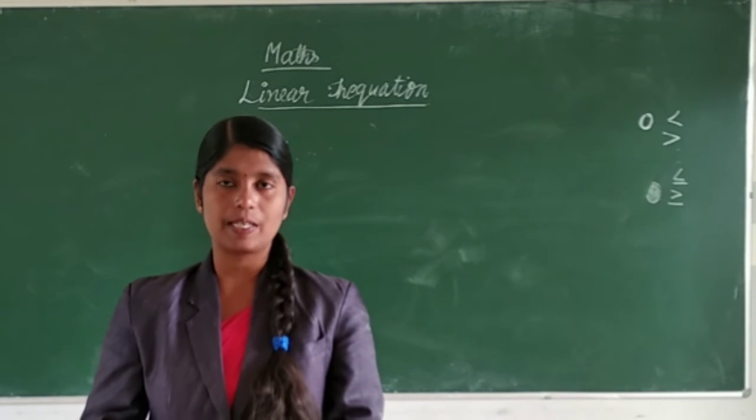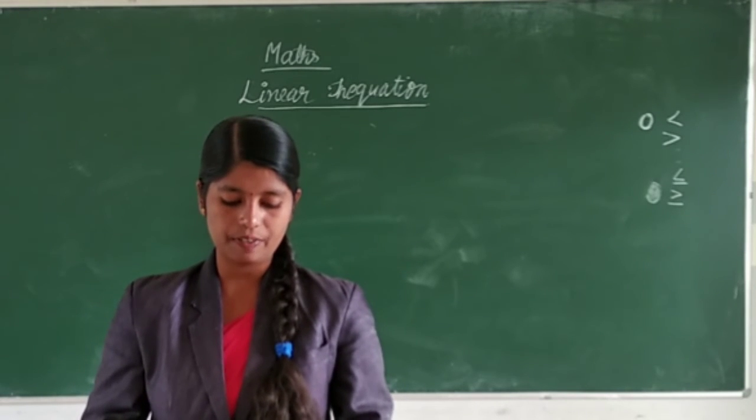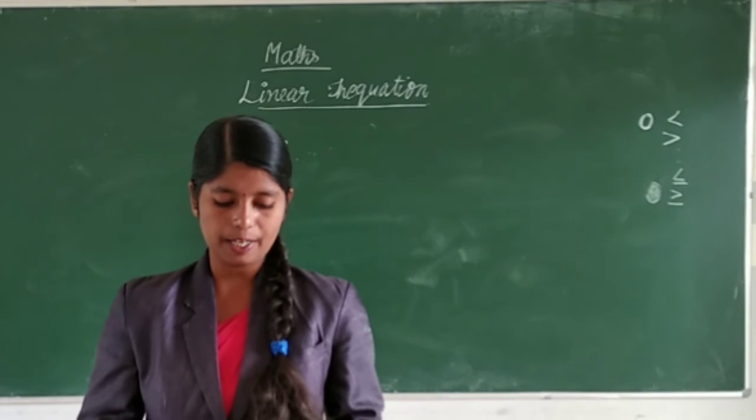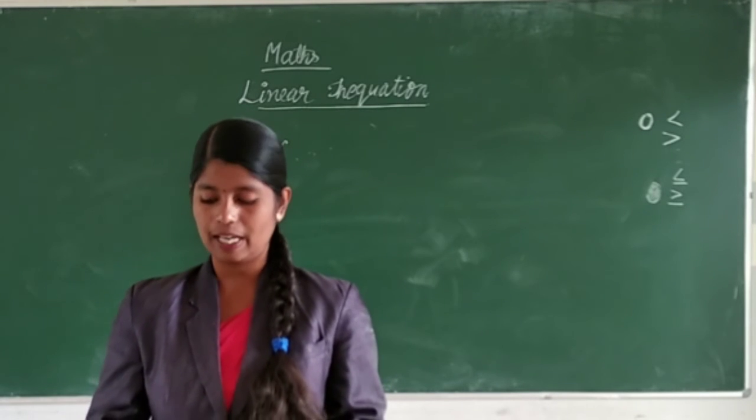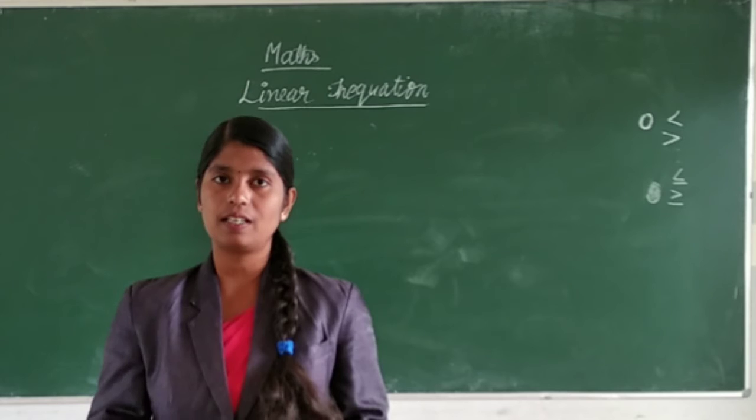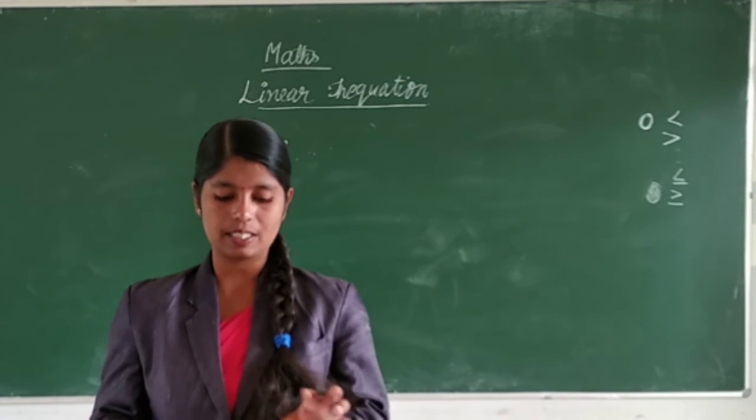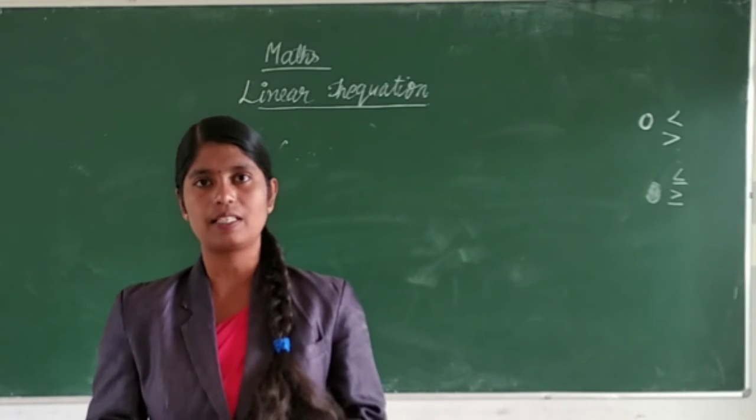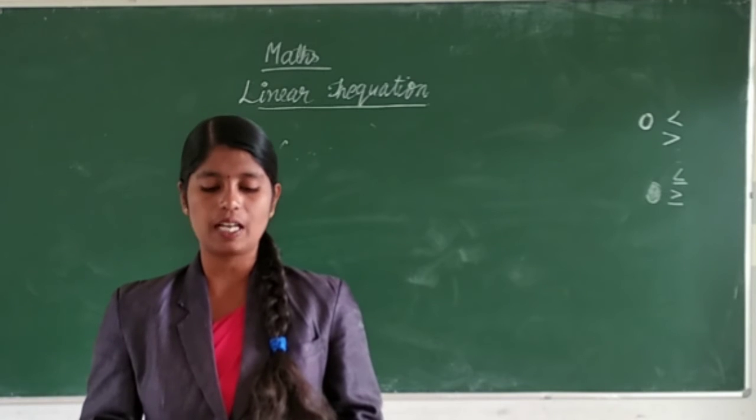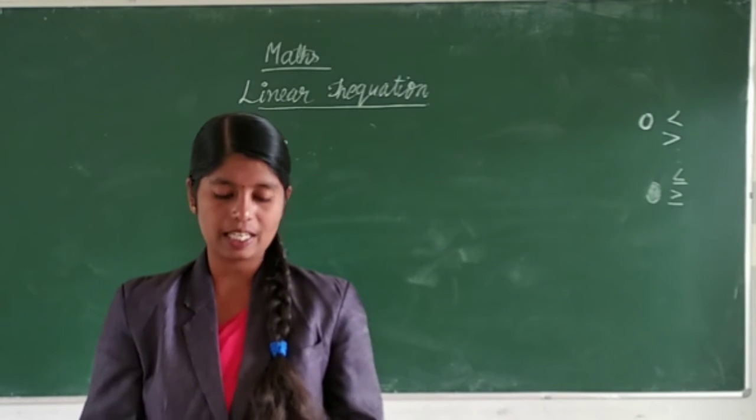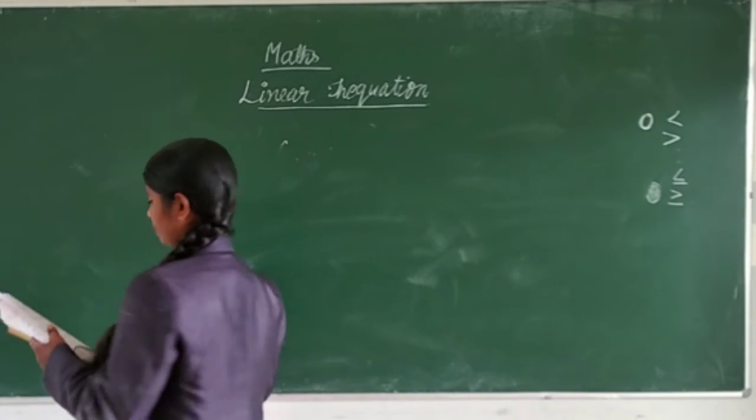Next, second main question. For each graph given alongside, write an equation taking x as the variable. So they have given here the number line representing some x value inequality. We have to write what is the equation taking x as the variable.